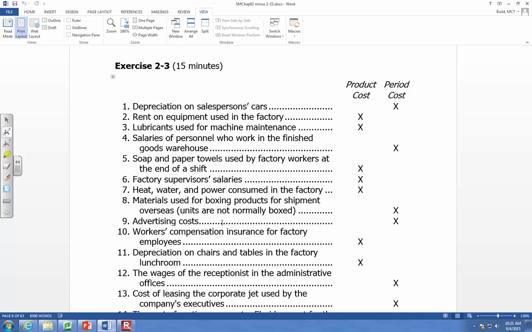Okay, Perry, just read them and tell me what you got. Rent on equipment used in the factory, product cost. Clearly a product cost, manufacturing overhead.